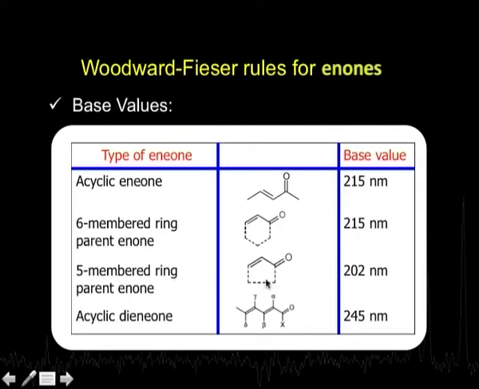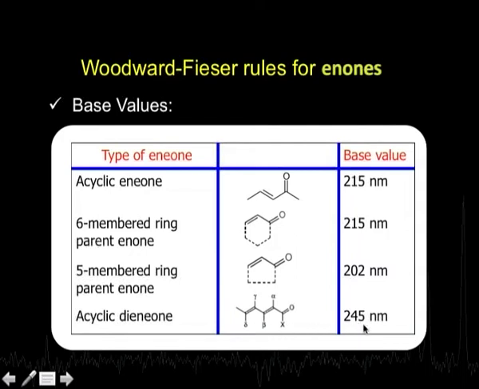But if you have a 5-membered ring here, we find that the value happens to be 202 nanometers. That is, there's a decrease in the value there. And if you have an acyclic dienone, that means there is a conjugation there. This is my chromophore here, this is the first conjugation, this is the second conjugation. So in this case, the value happens to be 245 nanometers, which can be rationalized as the base value of 215 plus about 30 nanometers as a contribution of the conjugation here. So that is how it is given as 245 nanometers.